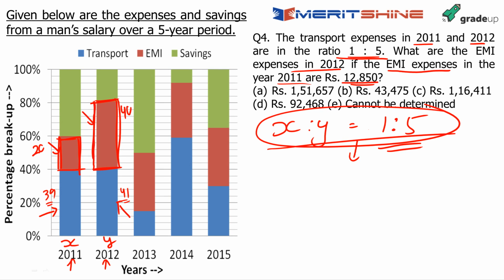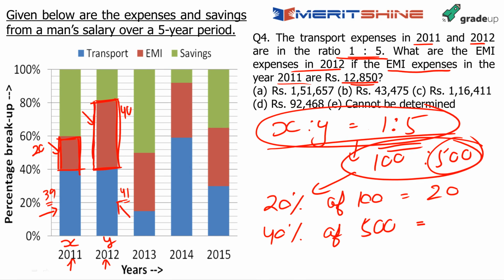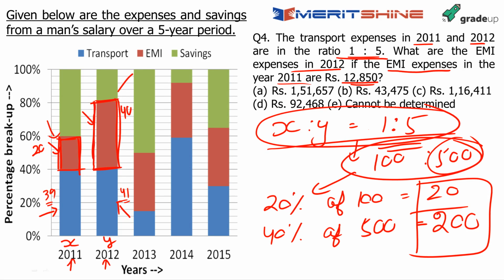For example, I'll take numbers just to explain it to you. If you assume that the value of X here is 100 and the value of Y here is 500. Fine, just look at these numbers. What is 20% of 100? That's 20. What is 40% of 500? This is just to make you understand. You do not need to write this. This is around 200. How do I get an effect like this? Because here I am just taking 20% and here I am taking 40%.